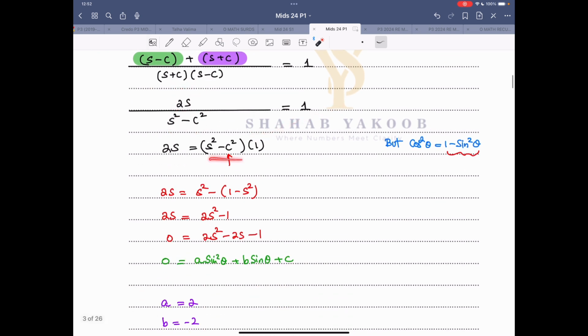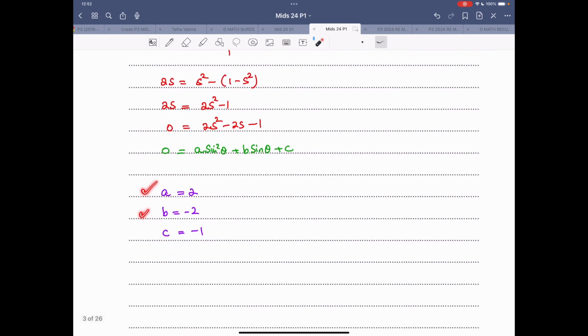You have this equation, and now at this particular instant, we use this identity: sine squared plus cos squared equals 1. Make cos squared the subject because we want to change everything in terms of sine. And the rest is basic. So now we have a sine squared term, the coefficient is 2. The sine term, the coefficient is -2. The constant term is -1. Hence you find the values of A, B and C.